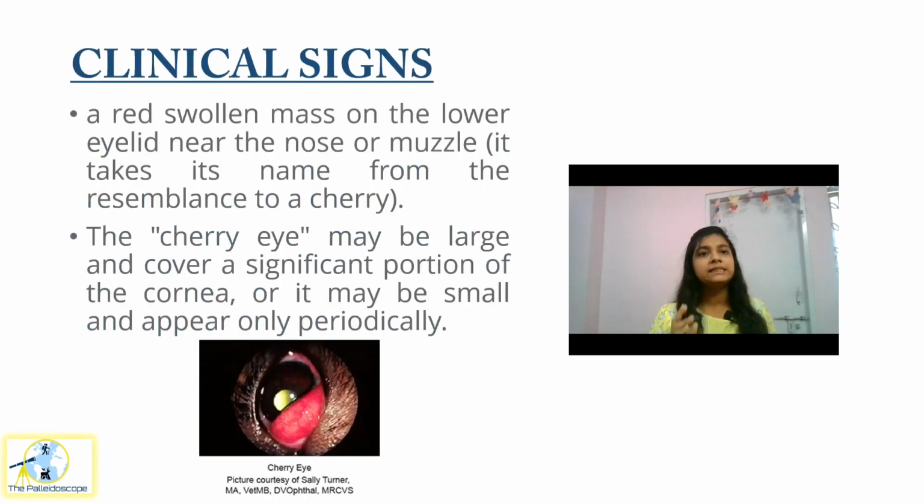Okay, so clinical signs. The clinical signs, it is very common, like very easy to understand. A red swollen mass on the lower eyelid near the nose or the muzzle. This is the red swollen mass that you can see. Okay, so it takes its name from the resemblance to cherry. It looks like cherry, reddish in color. So cherry eye is the name given to it. The cherry eye may be large and cover a significant portion of the cornea, or it may be small and appear only periodically. Okay, so it may be large, it may cover the whole eye, or it may be small and it appears only periodically.